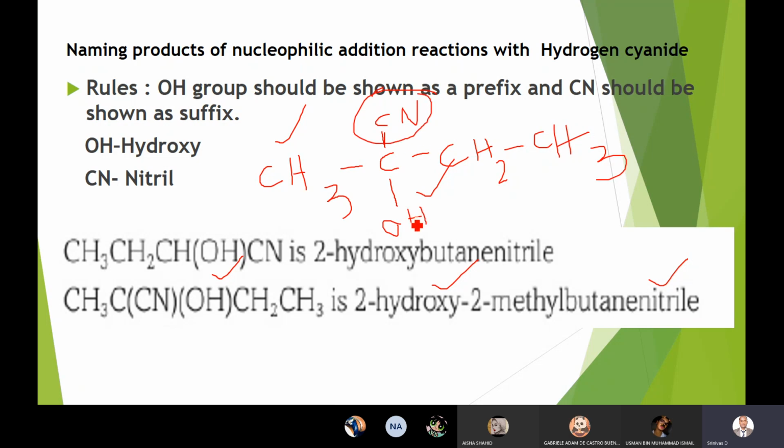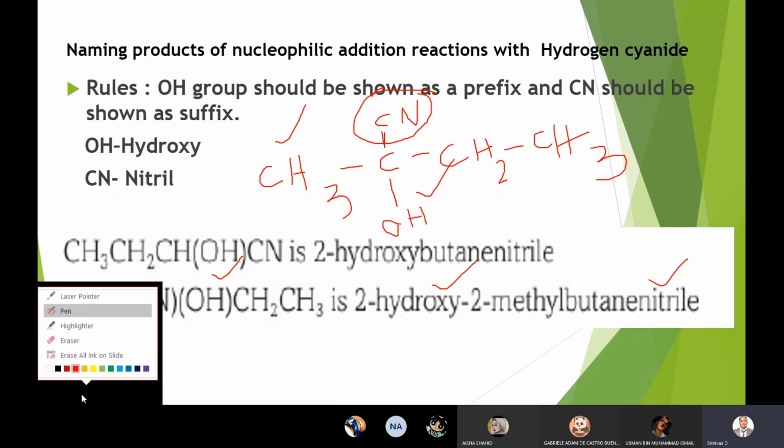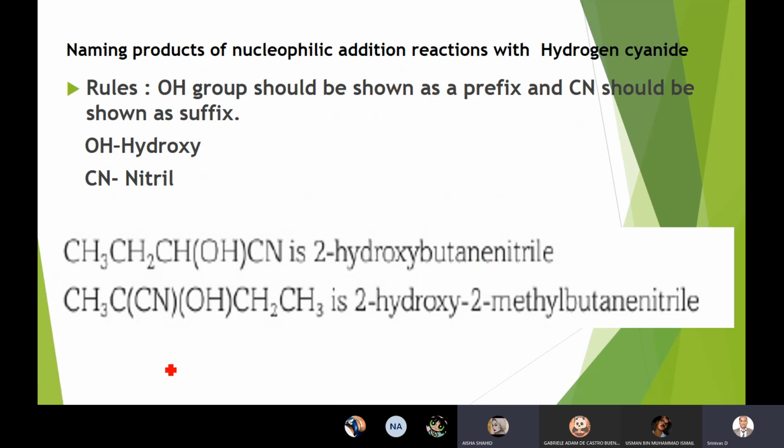So hence 2-hydroxy, 2-methyl, then for the total length of the chain you have to think 1, 2, 3, 4. So 2-hydroxy-2-methylbutanenitrile. Am I clear? So this is how we need to name the products of nucleophilic addition reactions of carbonyl compounds. I hope I am clear.